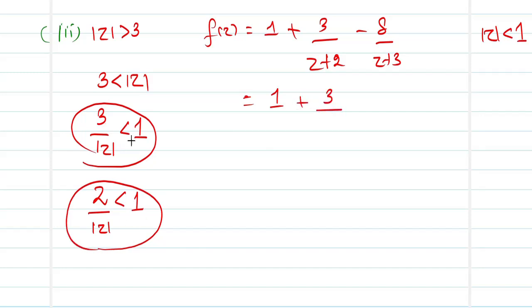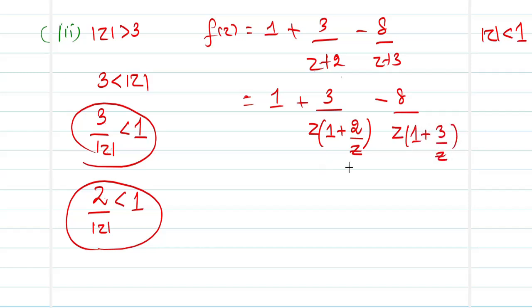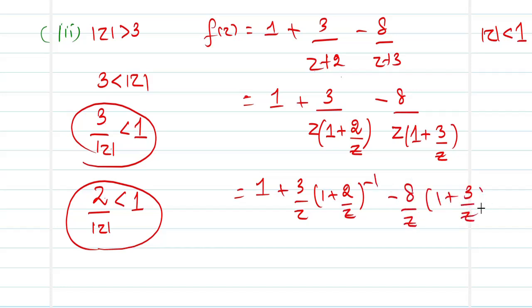So keep in mind what we need is 3 divided by z and 2 divided by z. If I want 2 divided by z, what has to be taken outside? Take your z outside, so this becomes 1 plus 2 divided by z minus 8. Now I need 3 divided by z, which has to be taken outside. Take your z outside, so I have 1 plus 3 divided by z. So now I have it of the required format. Expand them. So take it to the numerator, write it with the power minus 1, minus 8 by z, 1 plus 3 by z whole power minus 1.